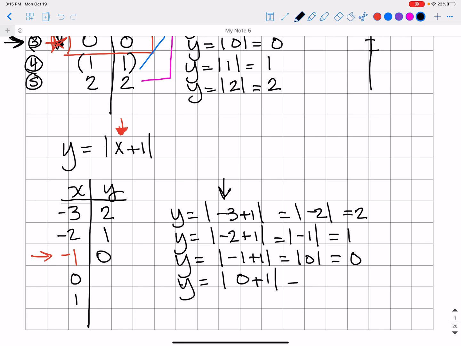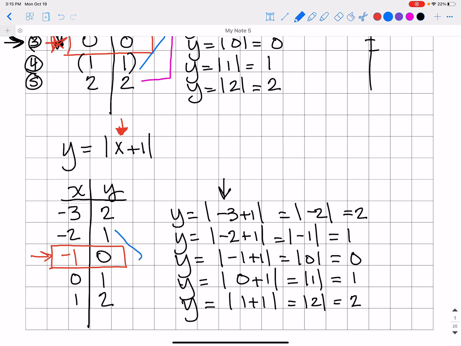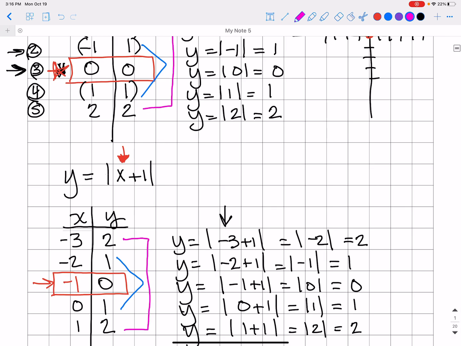So 0 plus 1 is 1, and the absolute value of positive 1 is 1. And then I've got y equals the absolute value of 1 plus 1, which equals the absolute value of 2, and the absolute value of 2 is 2. Now again, if I did it right, this is my vertex. These two should mirror each other, and they do. And these two should mirror each other, and they do. So that means that we are ready to graph.